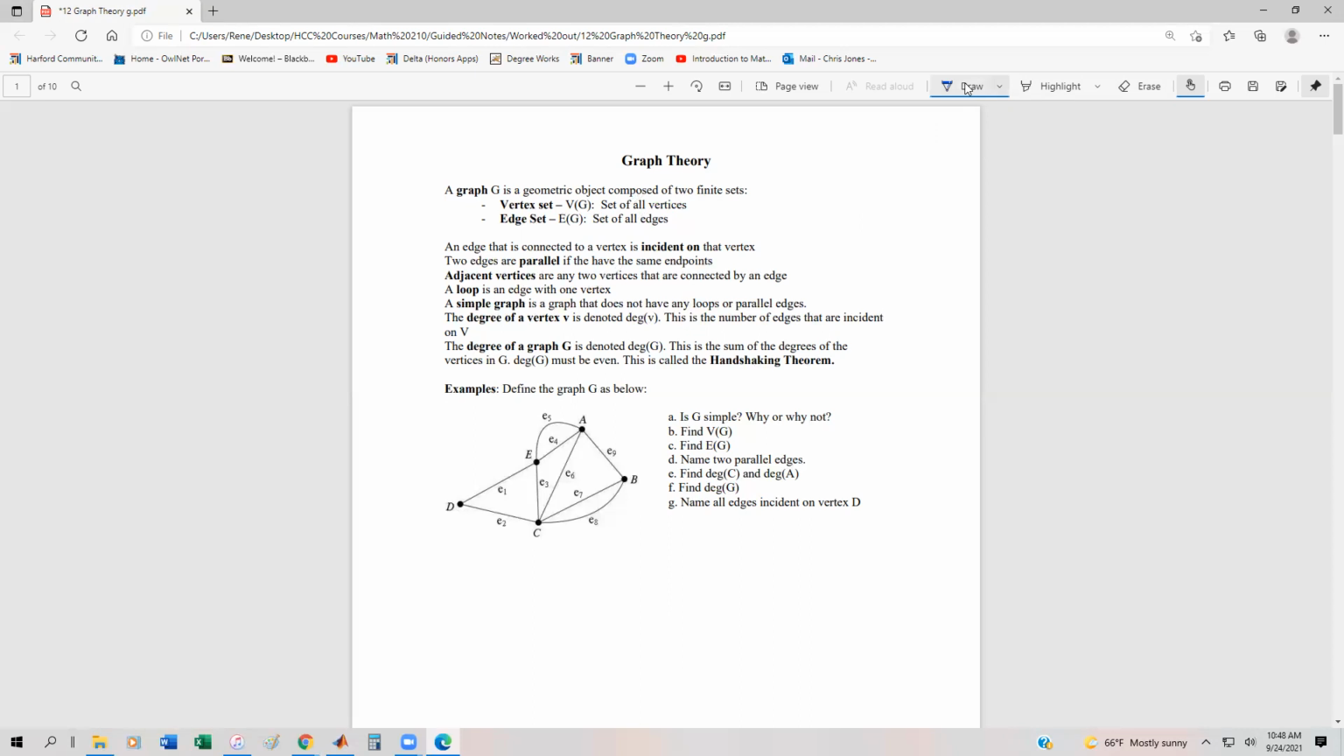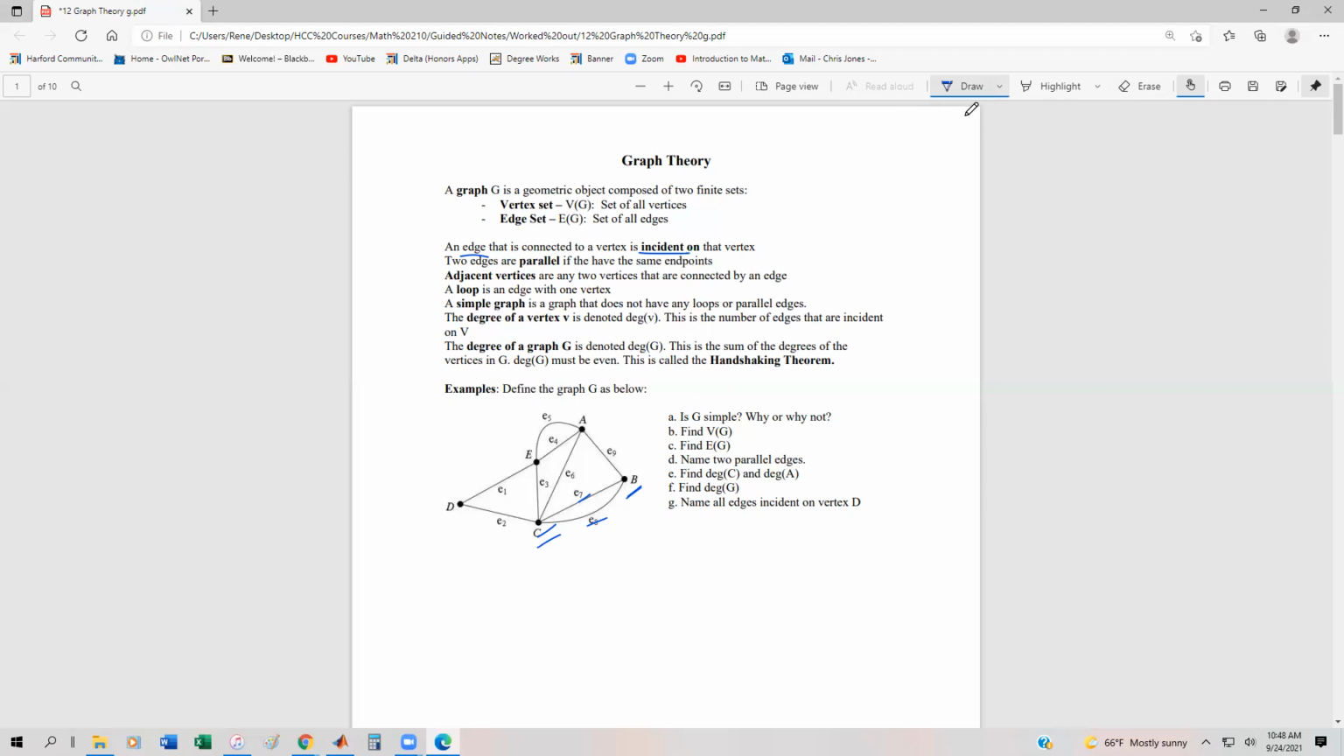An edge is called incident upon a vertex if it is connected to it. So in the diagram below, E8 is incident upon B. Two edges are parallel if they have the same endpoints. In the diagram below, we can see that E8 and E7 are parallel because they end up sharing C and B as the vertices.